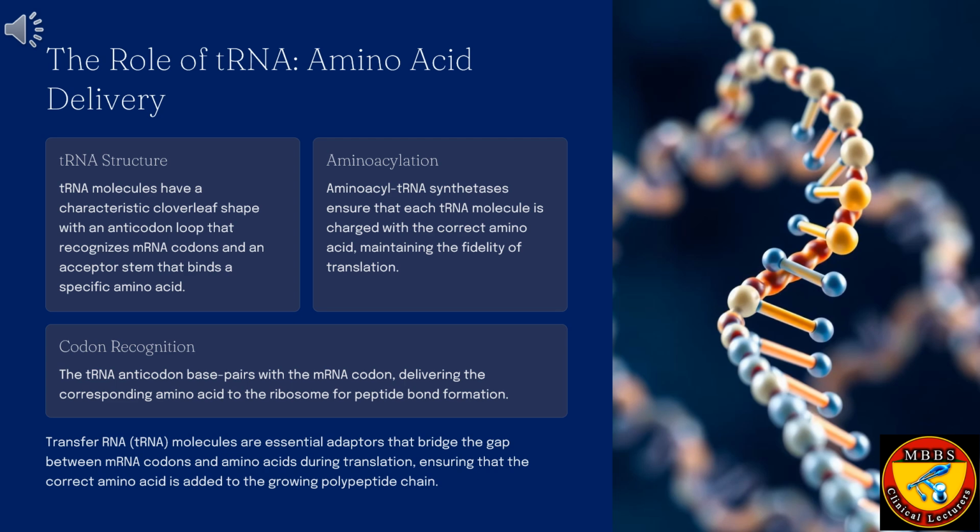3. Delivery. tRNA molecules bring the attached amino acids to the ribosome, where they are incorporated into the polypeptide chain. Important features of tRNA. Specificity: each tRNA molecule is specific to a particular amino acid and codon. Anticodon: the region of tRNA that pairs with the mRNA codon. Amino acid attachment site: the site where the amino acid is attached to the tRNA.